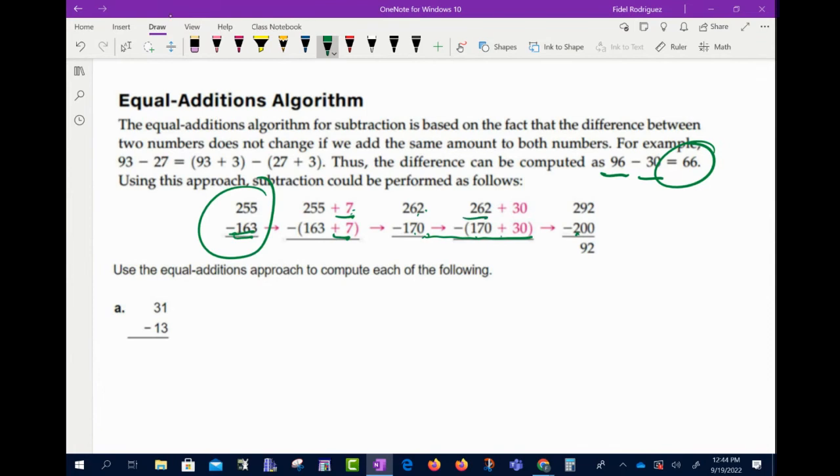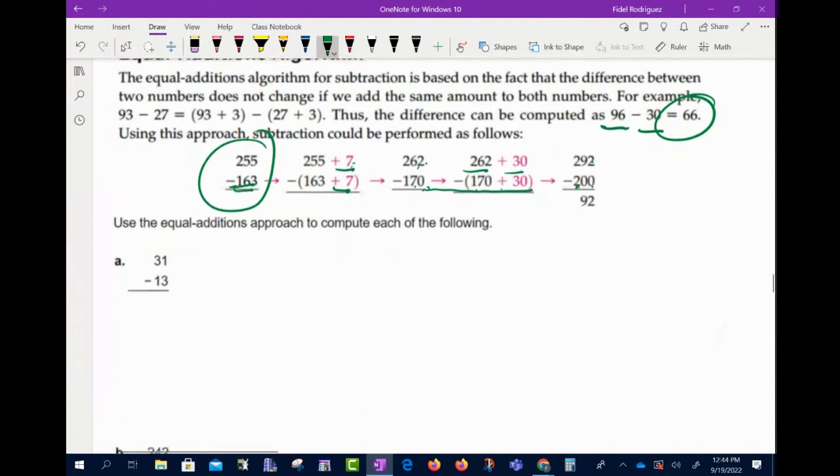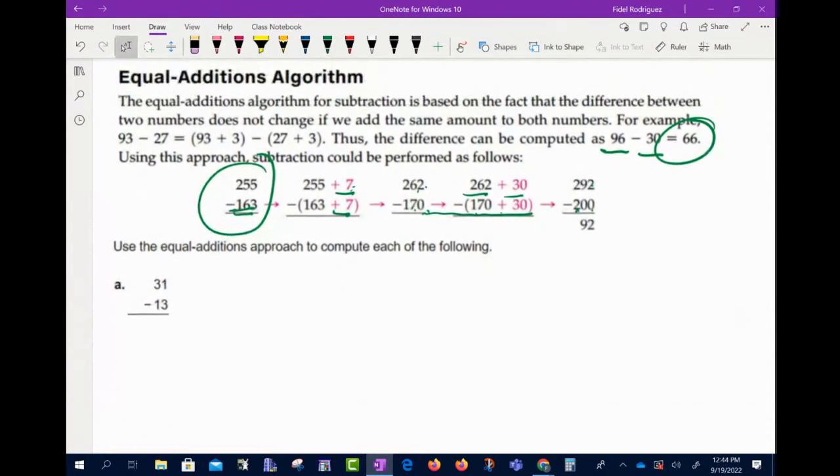That gives me 200. Well, if I add 30 to that, that gives me 292. 2 minus 0 is 2, 9 minus 0 is 9, and the 2's cancel out. So that's the idea behind the equal additions approach, or algorithm, okay?